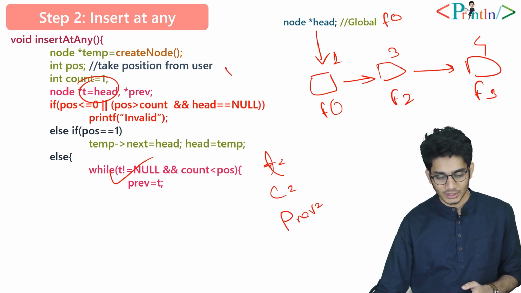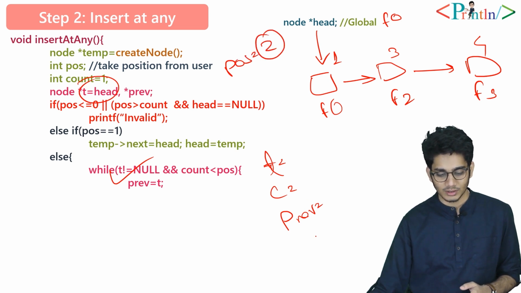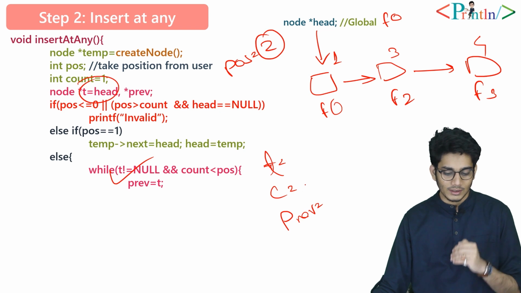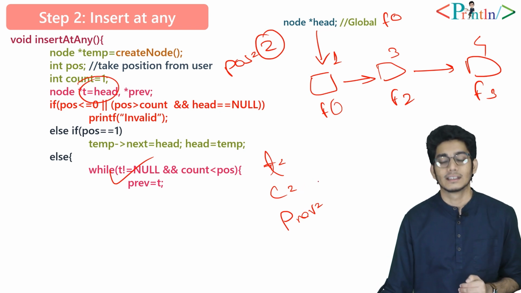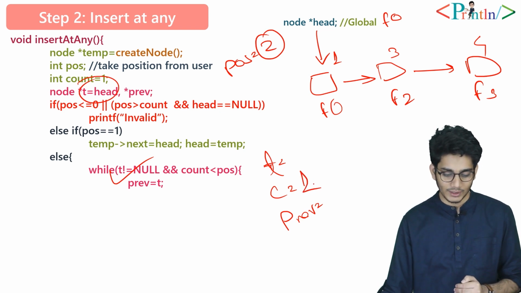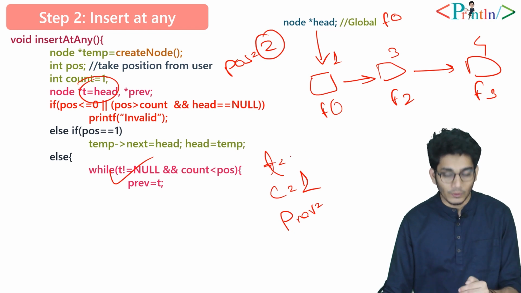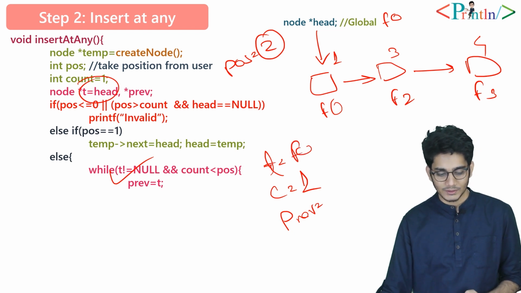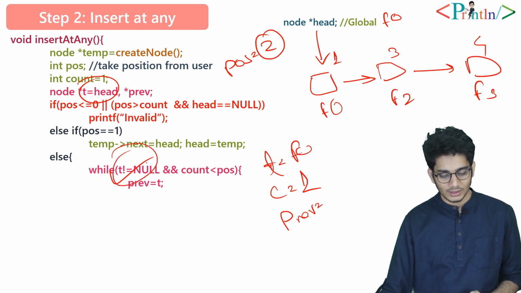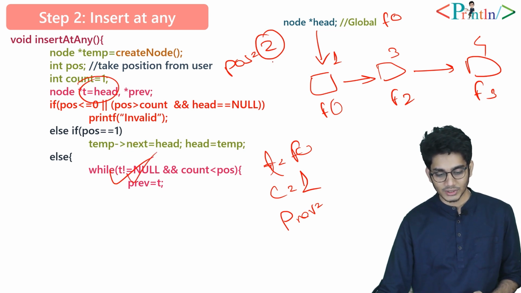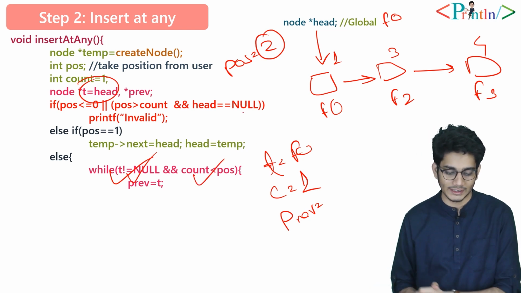And in which position will we insert? We'll insert at second position. So at first, what does c contain? c contains 1. What does t contain? t contains f0. t not equals to null, this is correct. Count is less than position. Position is 2, count is 1. Count is less than position. This portion is also satisfied.